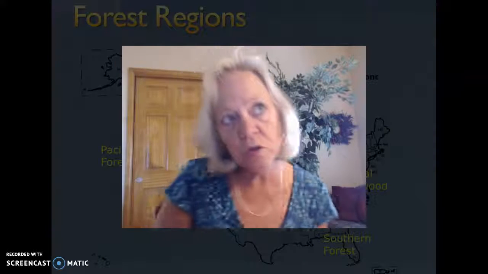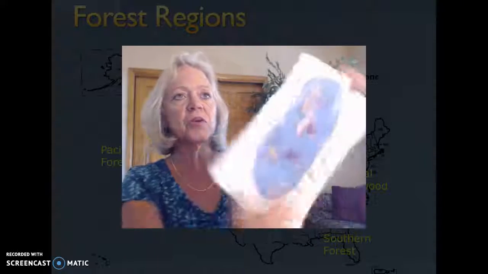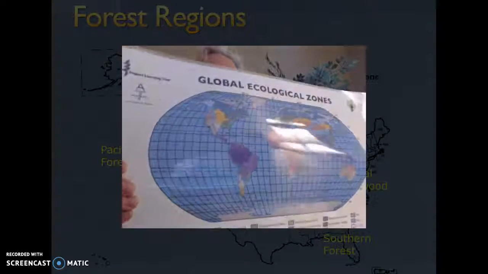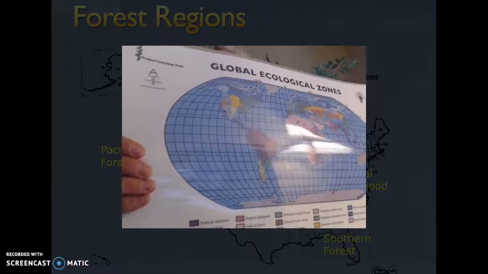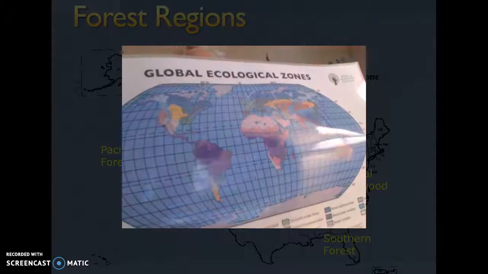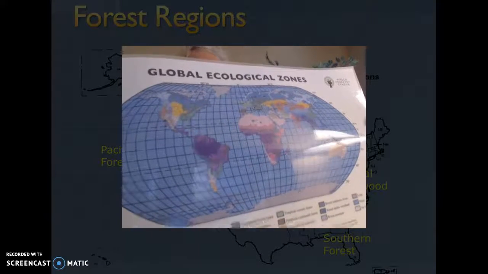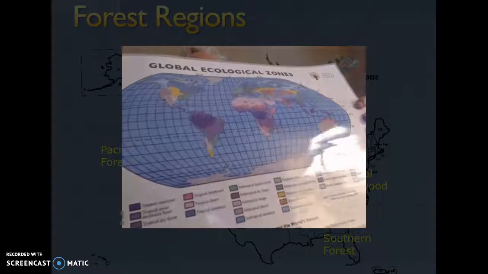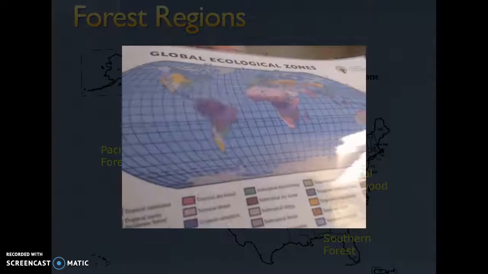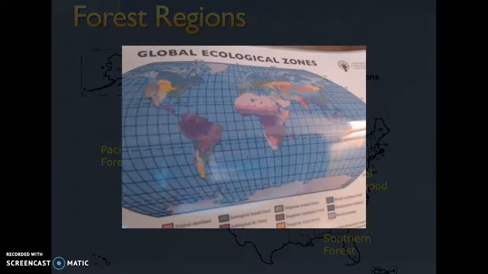So part two of week three is on forest regions. So let's start with this. I've got to line it up so it looks good. So we can start with a view of, there we go, global ecological zones. And these are the different zones, and it's all color coded, and it's kind of blurry, but we're going to talk some more about it.